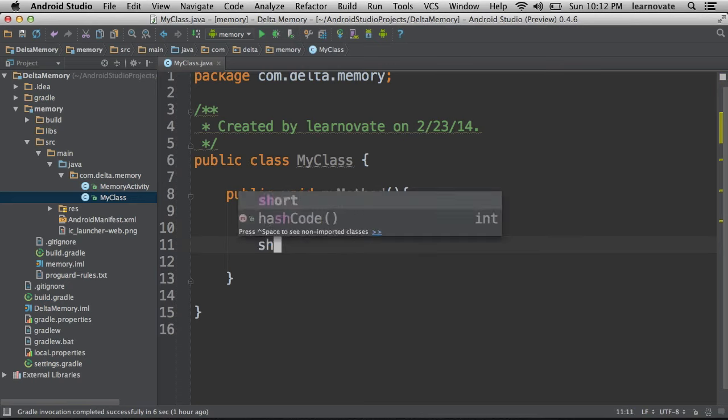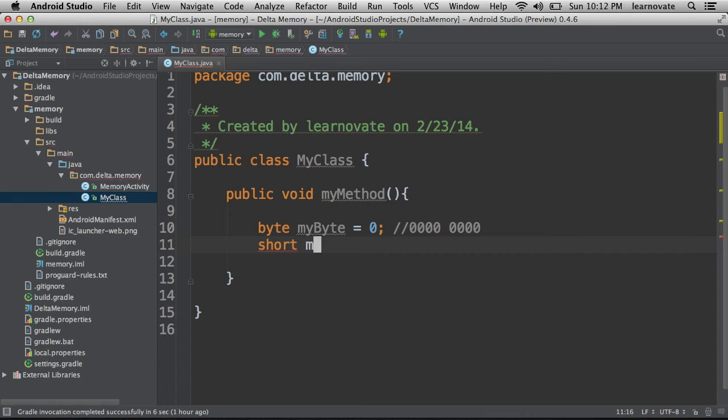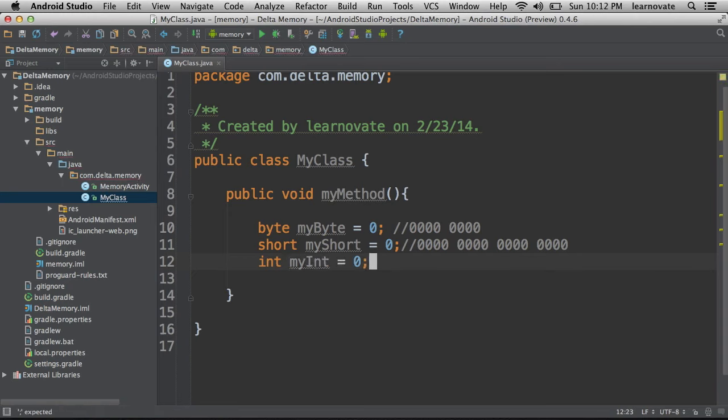The next one is short. Now, shorts are larger than bytes, but they're still a default 0 when they start. And they are 16 bits, which means they look kind of like this underneath the hood. The next is probably the most common one we use as Java programmers. It's an int. I'm using short for integer. It also starts at 0, only it uses up 32 bits.